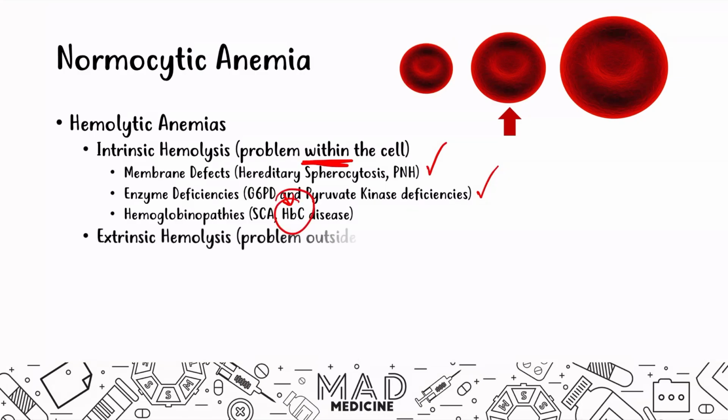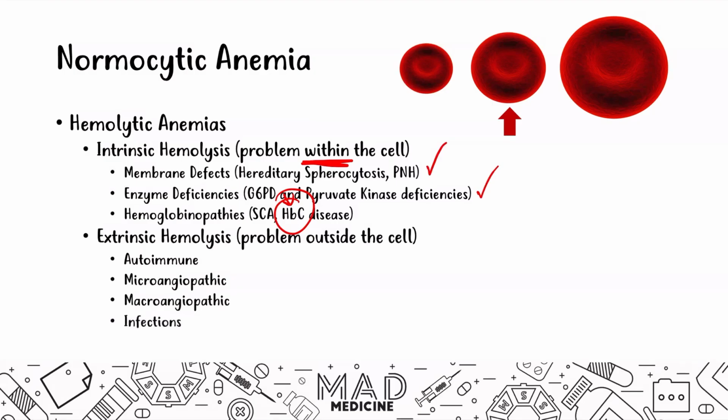Now, this can also be due to extrinsic causes of hemolysis, due to problems outside of the cell, like autoimmune issues, issues with blood vessels that are small or large, and infections that can lead to extrinsic causes of hemolysis.